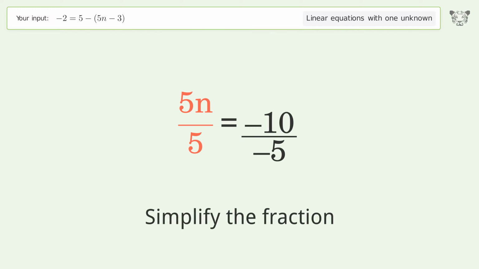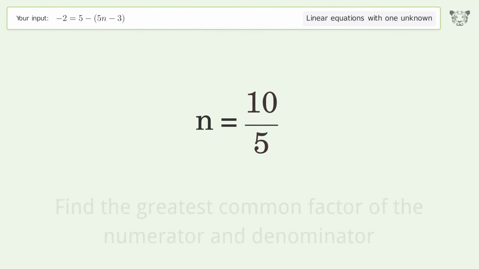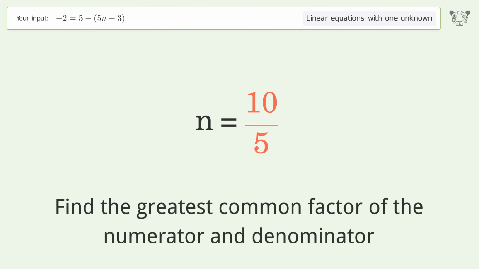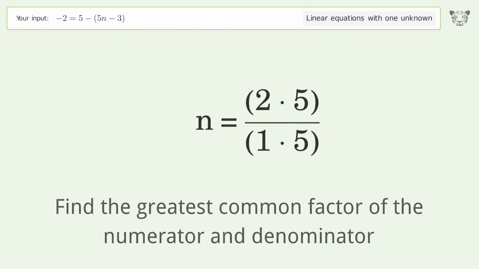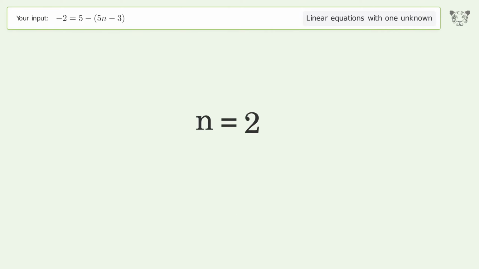Simplify the fraction. Cancel out the negatives. Find the greatest common factor of the numerator and denominator. Factor out and cancel the greatest common factor. And so the final result is n equals 2.